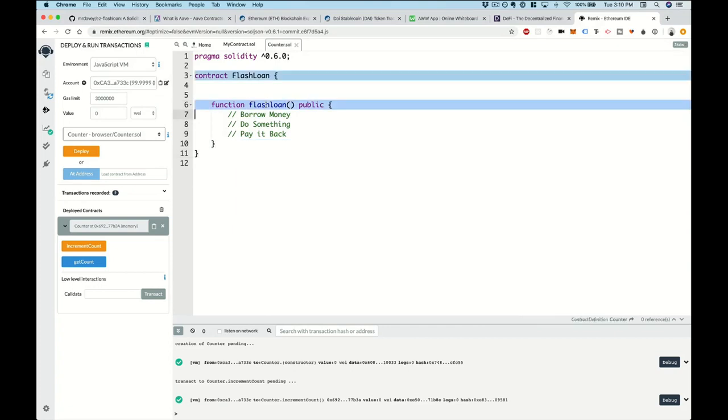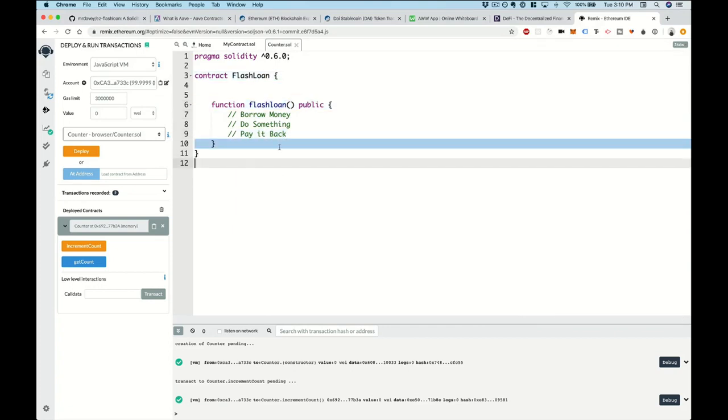This transaction will fail if you don't pay all the money back to the original person you borrowed it from. That's what makes this whole thing work, is that this transaction will only go through if you pay everything back. That's what makes it safe to actually perform.